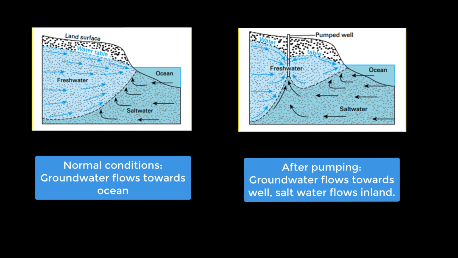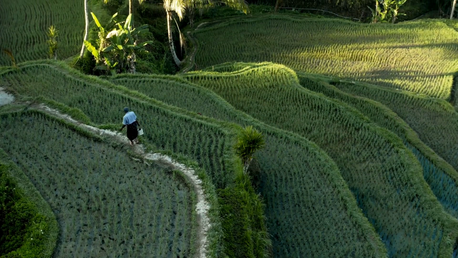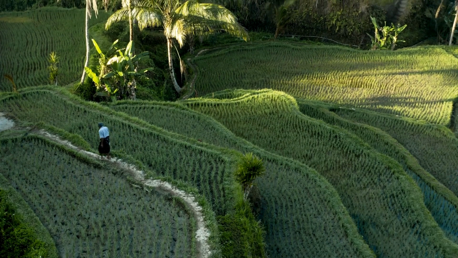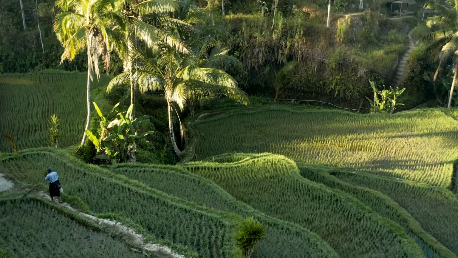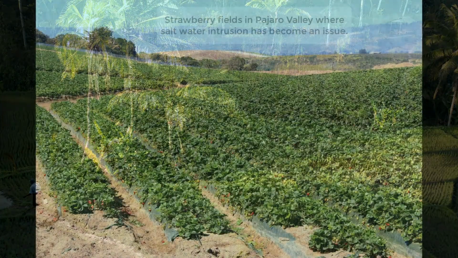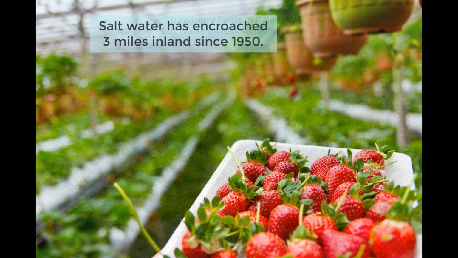If a pumping well is close to that landward migration or migrating freshwater-saltwater interface, the potential exists for saltwater contamination in the well. And since saltwater cannot be used to irrigate crops or consumed by people, saltwater intrusion can be really problematic in certain coastal communities that rely on fresh groundwater supplies for their livelihood. In the Pajaro Valley, just south of Santa Cruz, this is happening, and saltwater intrusion has moved inland about 3 miles from the coast since the 1950s.